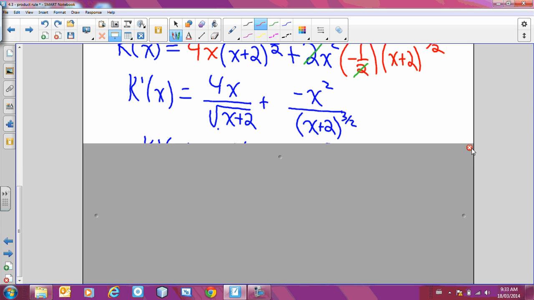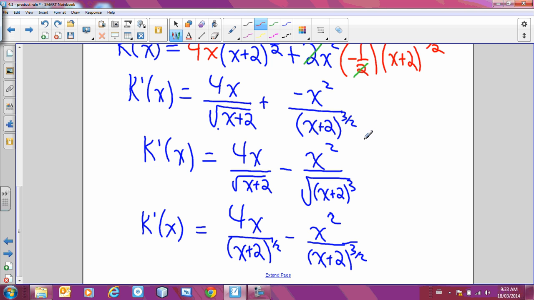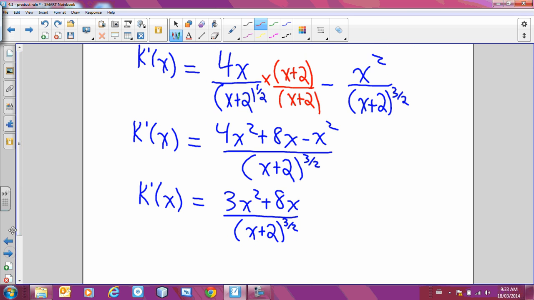Obviously when I was doing this I was debating whether going to roots was a better idea or leaving it as fractions, because I kind of got halfway here. And now it's a matter of going through and doing the math. Minus out front, x squared. We're going to be looking for a common denominator. The common denominator is x plus 2 to the 3/2. So we need another x plus 2 in the denominator here. X plus 2 to the 1/2 times x plus 2 to the 1 is x plus 2 to the 3/2. When we multiply the top out, 4x squared plus 8x minus x squared, we get 3x squared plus 8x over the denominator.